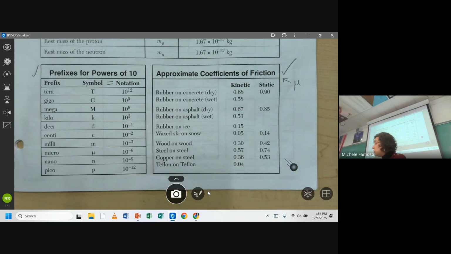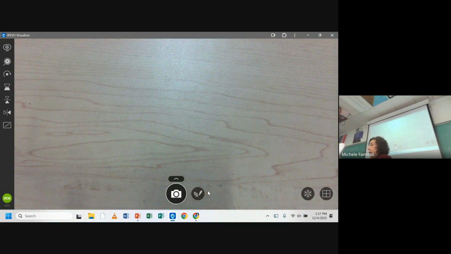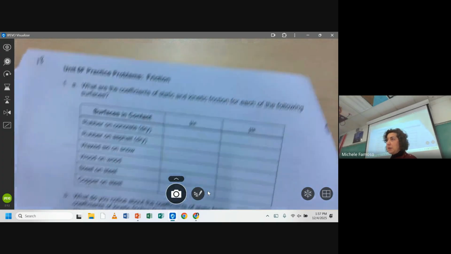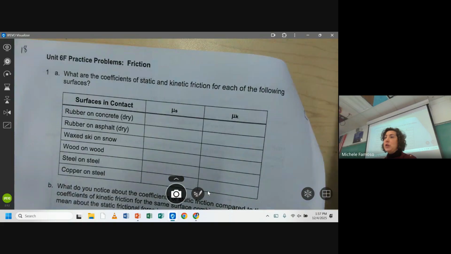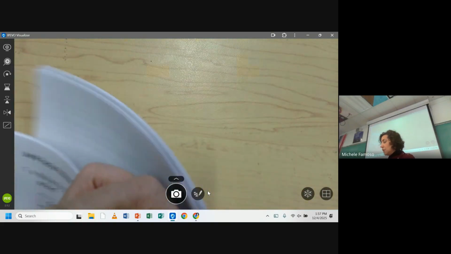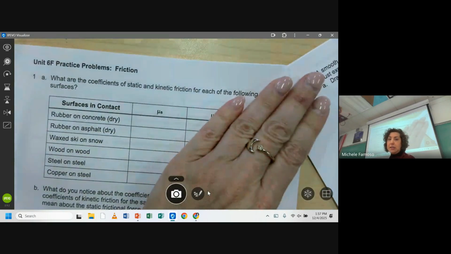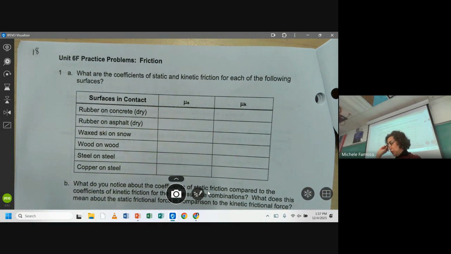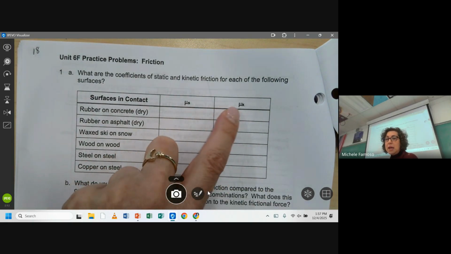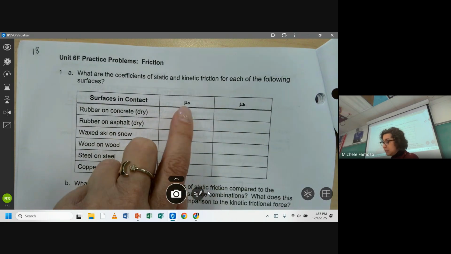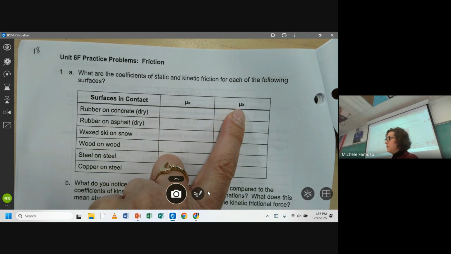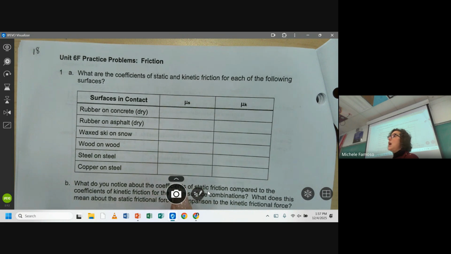Okay, let's now go to page 18 in your packet, and let's try practicing with this. Keep out that reference table because you're going to have to look things up. The first question on page 18 dealing with friction just wants us to be able to identify the coefficients of static and kinetic friction. Notice I write mu s and mu k. This is the static one, that's the kinetic one. We're going to go around the room. Let's do the static column first.